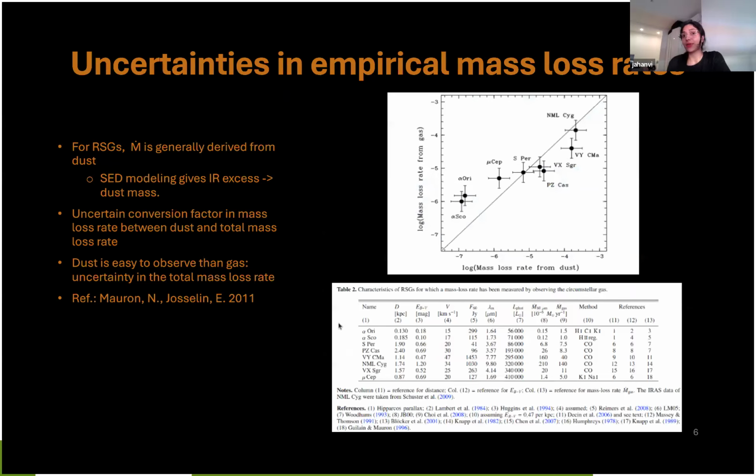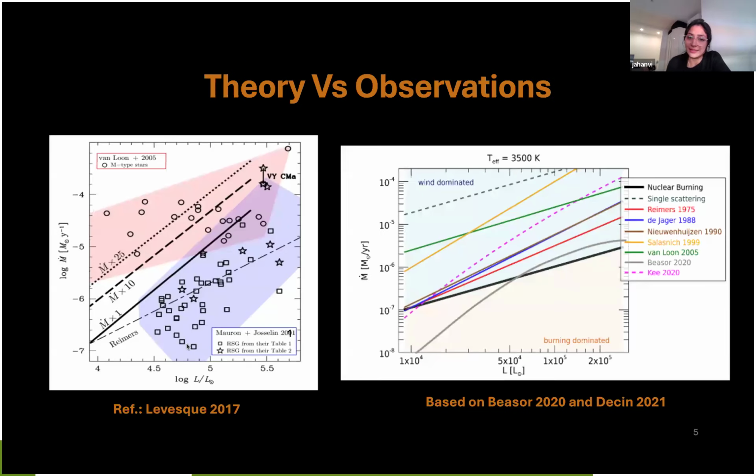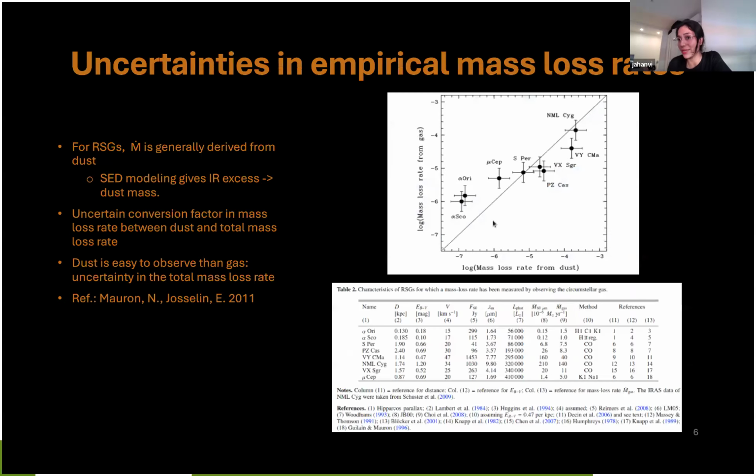Also, this is because of the fact that we have some uncertainties in the empirical mass loss rates. So I'm taking these points by Moran and Jocelyn and showing you here. These are these 8 RSGs which are observed in circumstellar gas. And you can see that the mass loss rate from gas and the mass loss rate from dust are not aligning well with this 1:1 line, let's say.